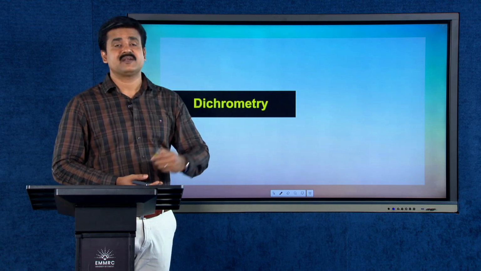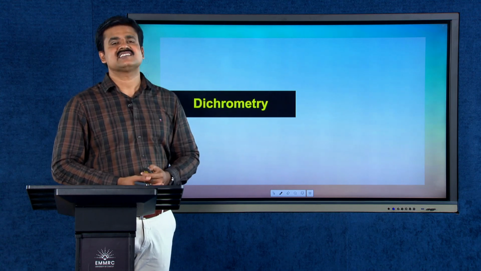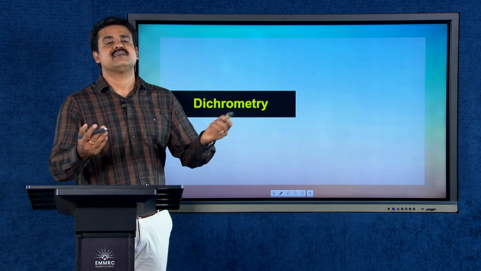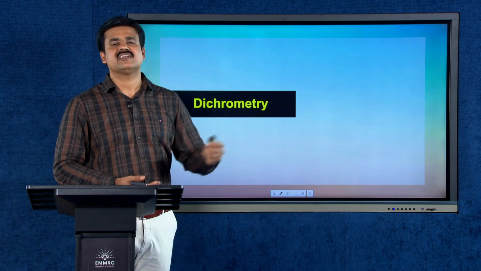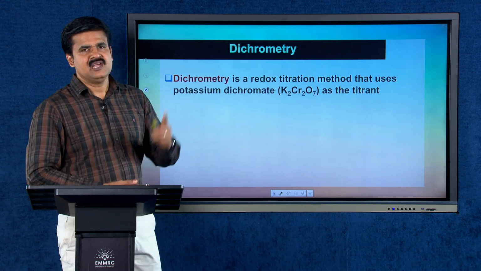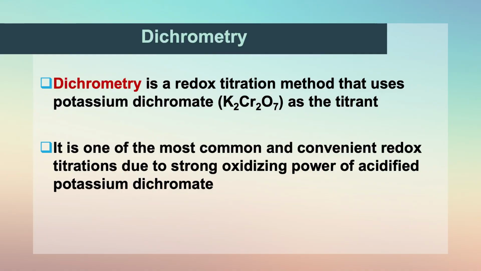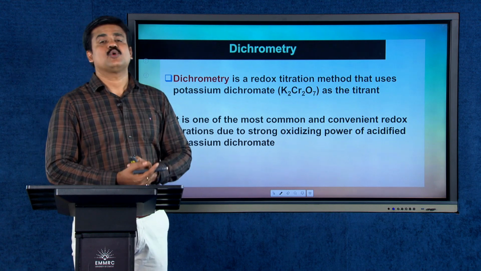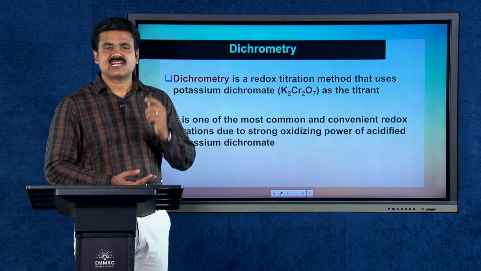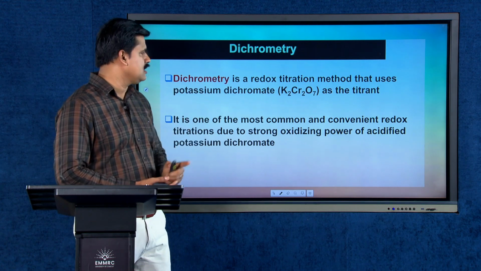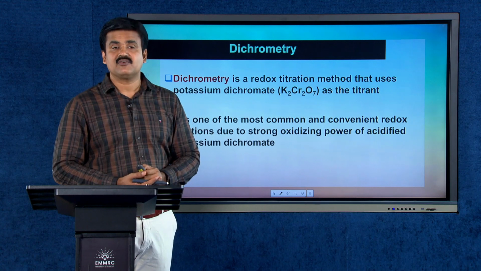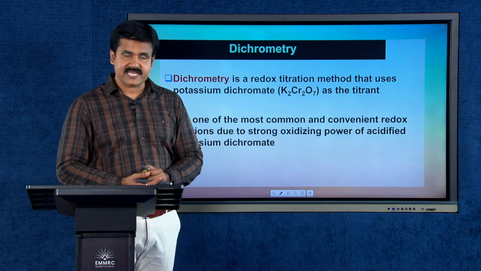You are familiar with volumetric analysis. The volumetric analysis involving potassium dichromate is simply termed dichrometry, and now we can enter into details of dichrometry. Dichrometry is a redox titration method that uses potassium dichromate, that is K2Cr2O7, as the titrant or as the oxidizing agent. It is one of the most common and convenient redox titrations due to the strong oxidizing power of acidified potassium dichromate.